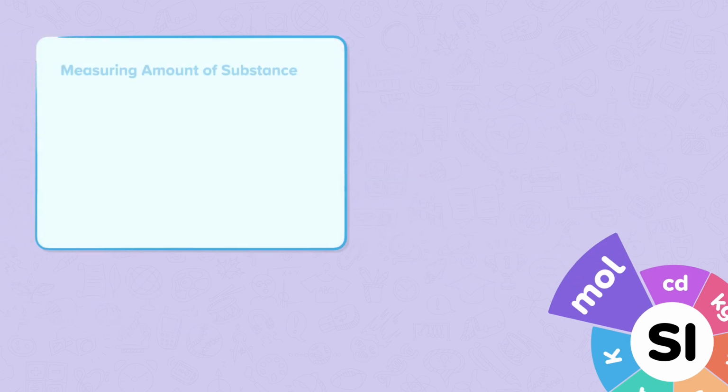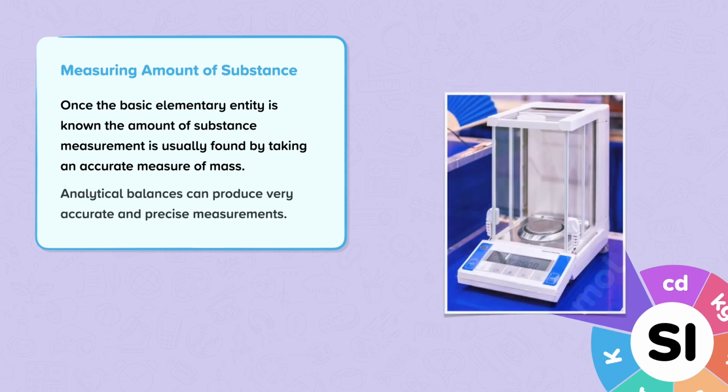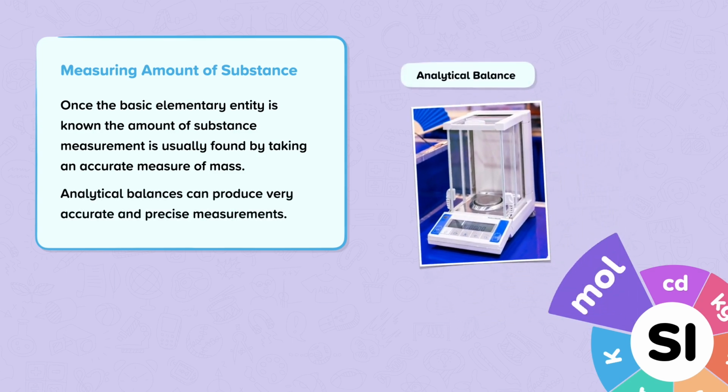But how do we measure the amount of substance? Well, once the basic elementary entity is known, the amount of substance measurement is usually found by taking an accurate measure of mass. Analytical balances can produce very accurate and precise measurements, often down to 5 decimal places.